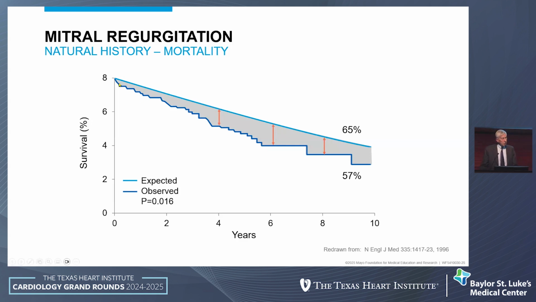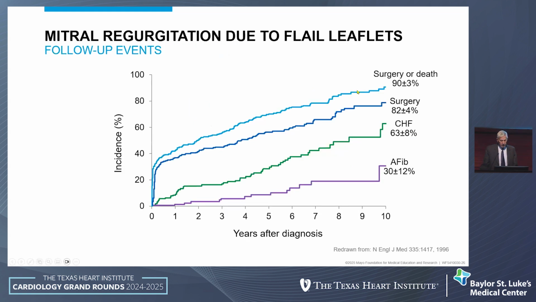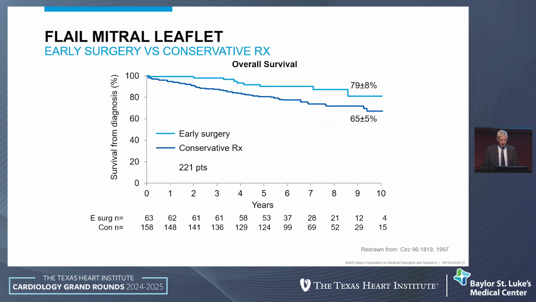These patients had good medical care. They were cared for at our clinic. They were seen by good cardiologists. They were operated on when symptoms developed by good surgeons, and yet their survival was still less than that of an age and sex-matched population. And by the end of 10 years, almost a third of the patients had developed atrial fibrillation and almost 2/3 had heart failure. So the notion that mitral regurgitation is tolerated well for many years was not true.